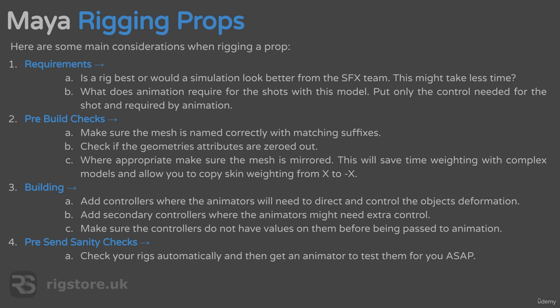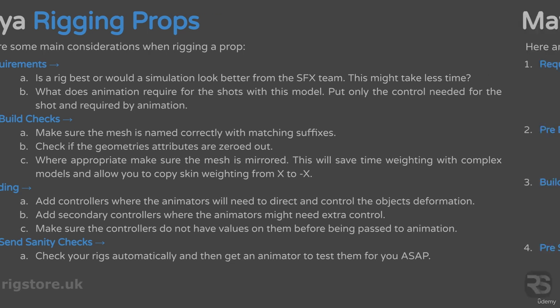Number 3, building. Add controllers where animators will need to direct and control the object's deformation. Add secondary controllers where the animators might need extra control or constraint help. Make sure controllers do not have values on them before passing to animation. Pre-send sanity checks. Check your rigs automatically and then get an animator to test them for you ASAP. It doesn't matter if they just work well. The animator also has to be happy that they work logically for them.